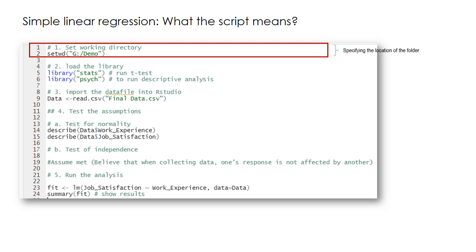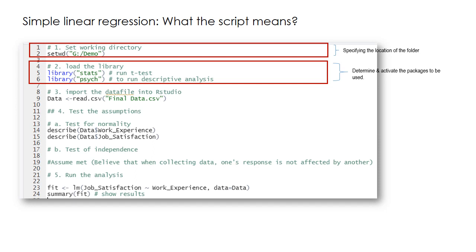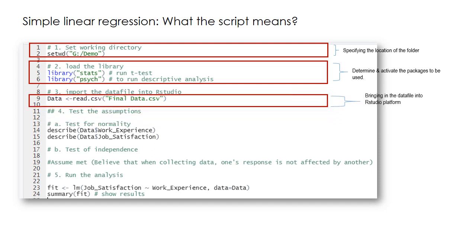Second, you have to load the library, meaning you have to activate the packages that you would like to use. In this case, I'm using stats and psych. And for the third one, I have to import my data. So I'm bringing in my data for analysis. In the demo folder, I have saved my data file as finaldata.csv. So it is in a CSV format called final data. But once it's imported into RStudio, it will be called data.